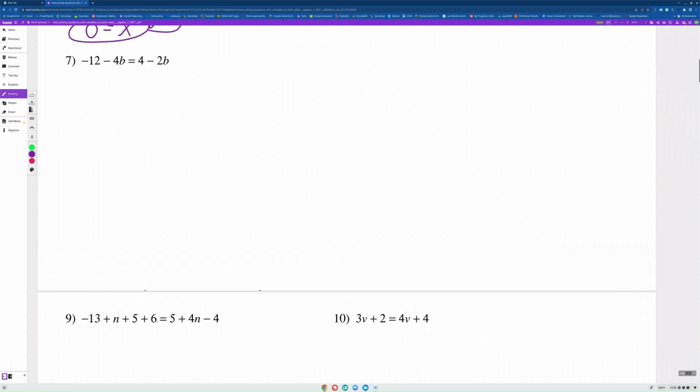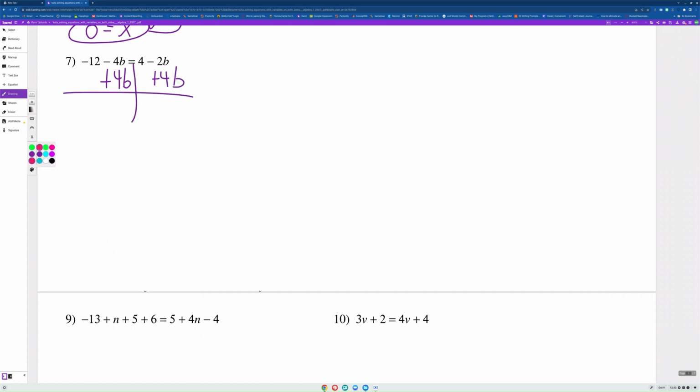All right, we got one more. So negative 12 minus 4b equals 4 minus 2b. I'm going to start by adding 4b on both sides. All right. Once I do that, my negative 4b is going to cancel out. And over here, I'm going to have a negative 12. And that's going to be equal to 4. And then 2b plus 4b, that's going to give me 2b.